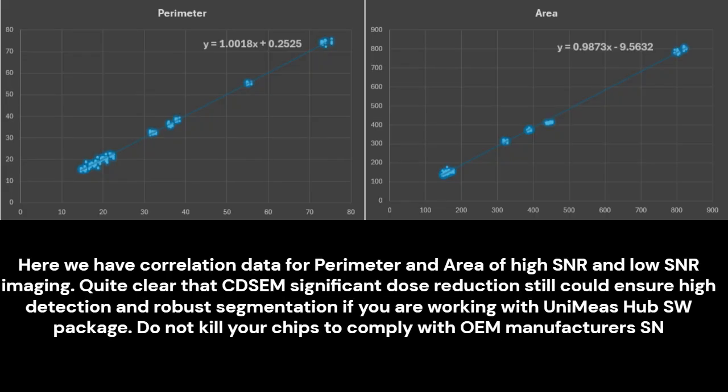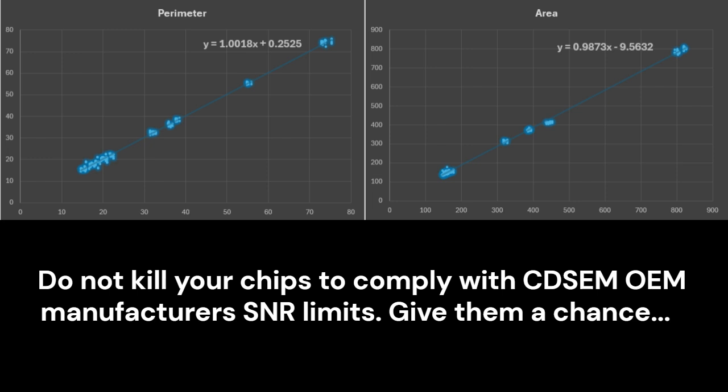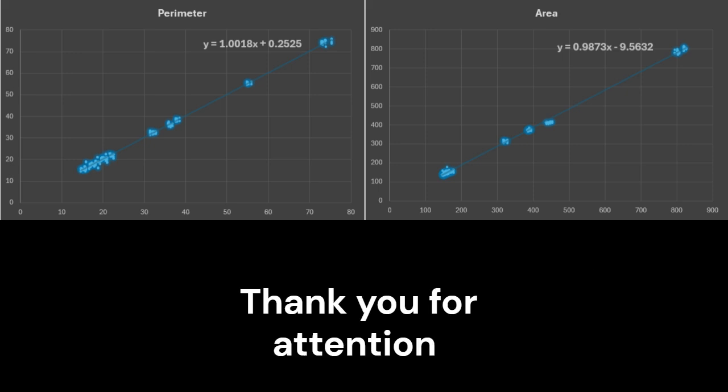Here we have correlation data for perimeter and area of high SNR and low SNR imaging. It is quite clear that significant CDSEM dose reduction can still ensure high detection and robust segmentation if you are working with the Unimeasure Hub SW package. Do not kill your chips to comply with CDSEM OEM manufacturers' SNR limits. Give them a chance. Thank you for your attention.